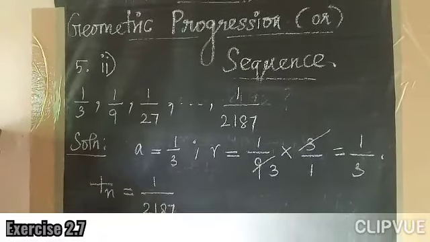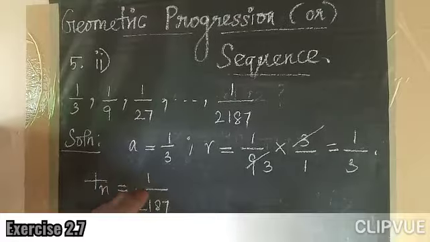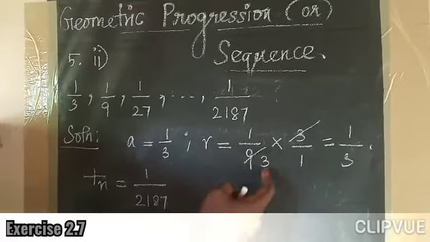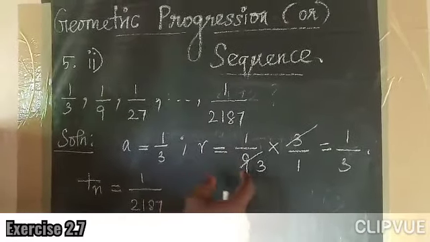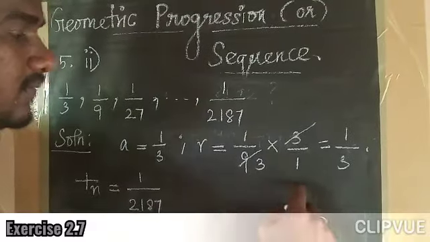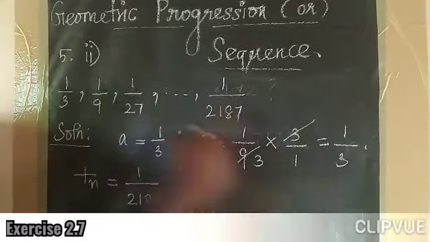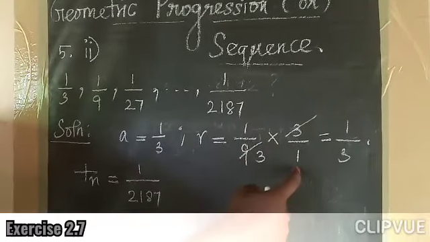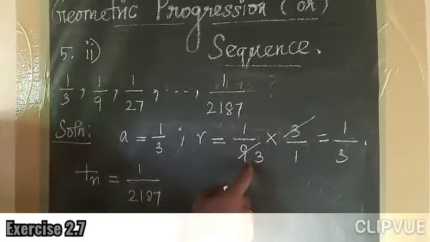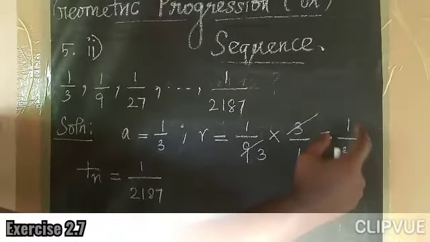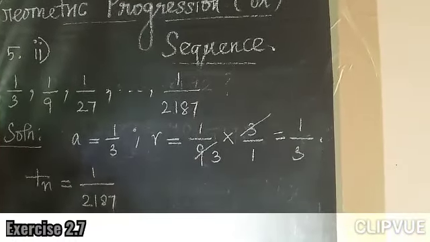How to find R you know very well. That is the ratio between the second term and the first term. First I have written the second term, that is 1 by 9. Instead of dividing by 1 by 3, I have multiplied by the reciprocal of 1 by 3, that is 3 by 1. So this 3 and this 9 will be cancelled. We'll get the answer 1 by 3. This is the common ratio R.